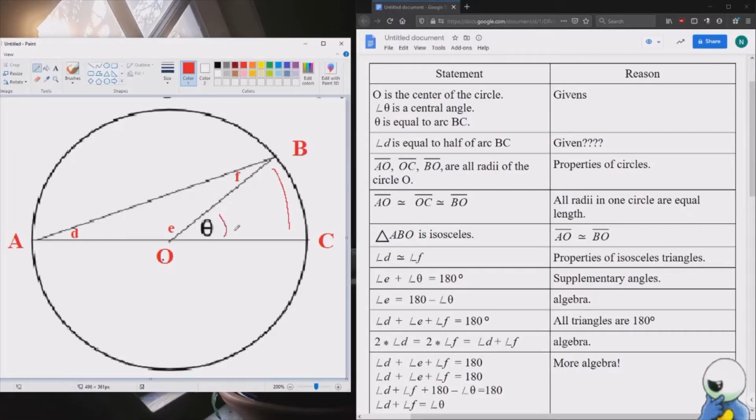So today in our class we went over the central angle being equal to the arc that it intersects, so theta is equal to BC. And we also went over that the inscribed angle, angle D, is equal to half of that arc BC. But not a lot of you seem to agree with that last fact.